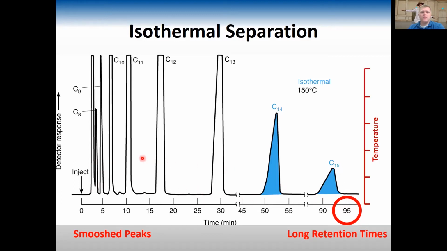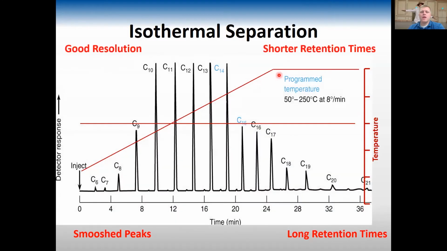Well, again, this was all run at a single temperature, right? But we can do something else where we can actually start at a low temperature and ramp up to a higher temperature. And this is a lot like a gradient elution in HPLC. But what that'll give us is much better separation of all the species and way shorter retention times. So why does it do both of those things for us?